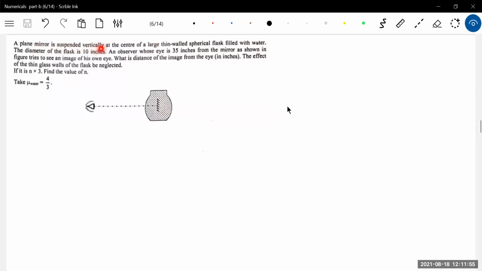A plane mirror is suspended vertically at the center of a large thin walled spherical flask filled with water. Okay, this is a mirror. The diameter of the flask is 10 inches. An observer whose eye is 35 inches from the mirror, as shown, exactly here, tries to see an image of his own eye. What is the distance of the image from the eye? The effect of the thin glass wall of the flask is negligible, meaning don't consider any refraction here. That's what you mean to say here.